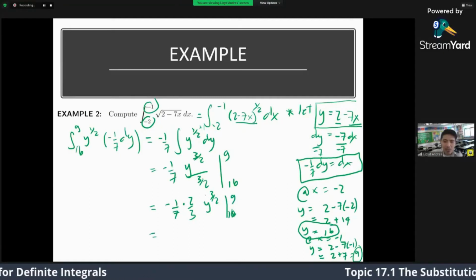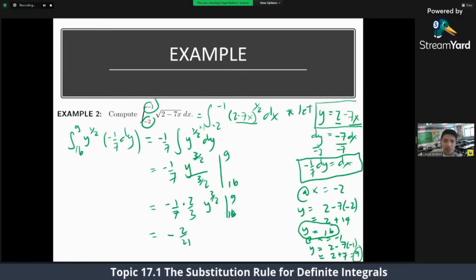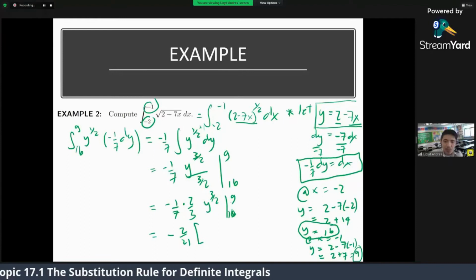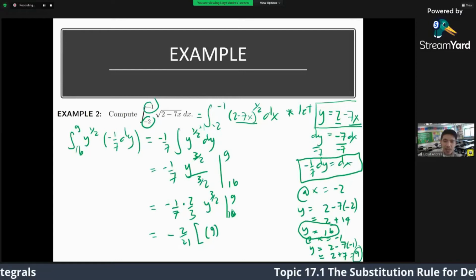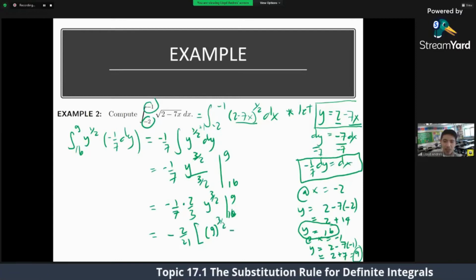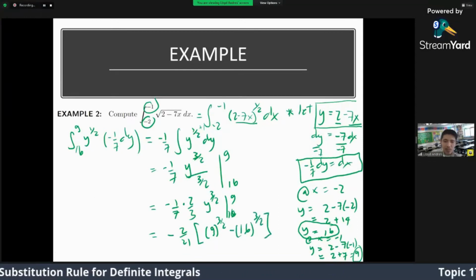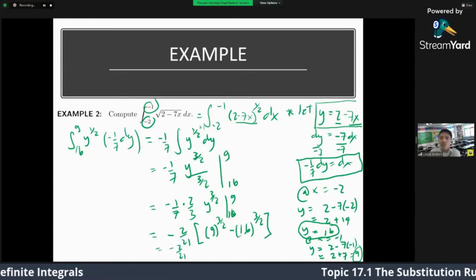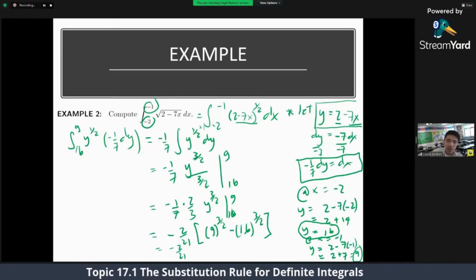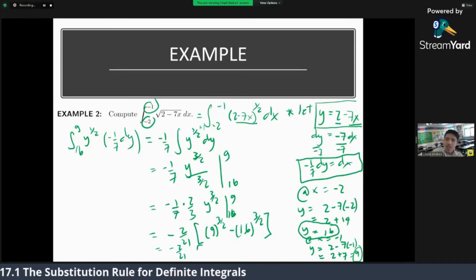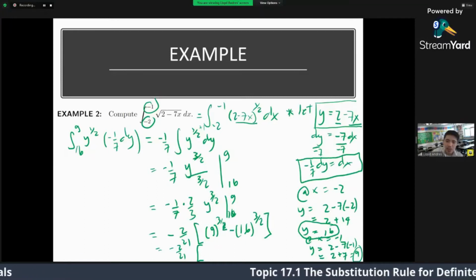Then, this is now negative 2 over 21. The limit is from the upper limit first, which is 9. 9 raised to 3 halves minus 16 raised to 3 halves. Simplifying 9 raised to 3 halves, you can take the square root first. The square root of 9 is 3, then cubed, that's 27.